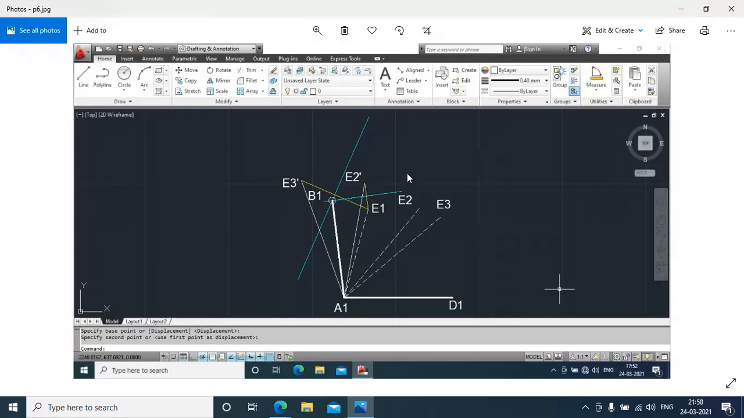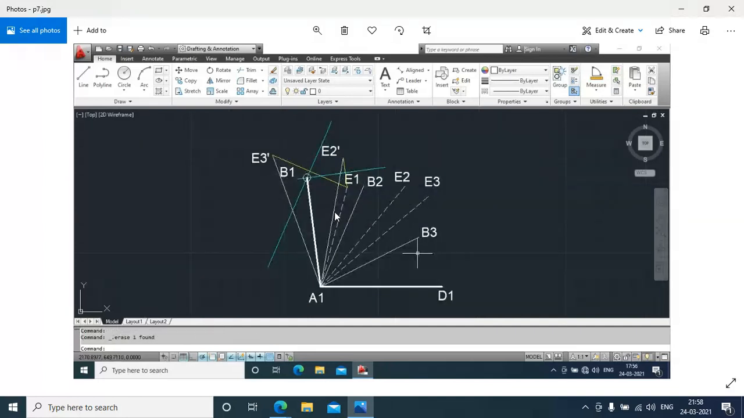The perpendicular bisectors of the line segments E1 E2 dash and E1 E3 dash give us the point B1. Now we have rotated A1 B1 by an angle of 30 degrees in clockwise direction to get A1 B2, and we have rotated A1 B1 by an angle of 70 degrees in clockwise direction to get the link A1 B3.